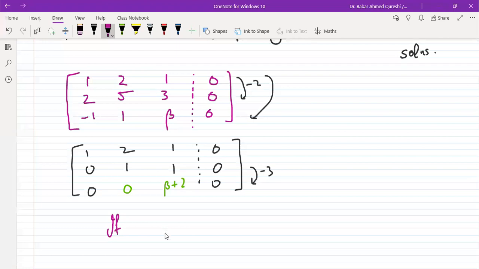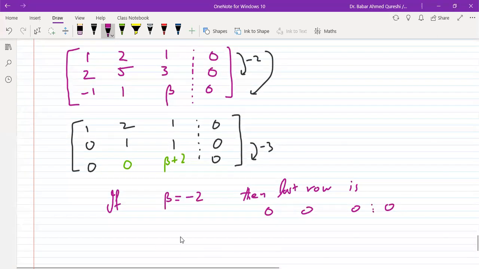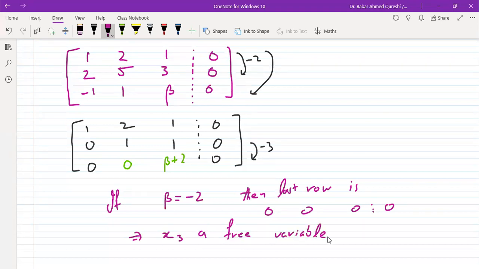So I have to have beta equal to -3, 2, then the last row is 0, 0, 0, 0. And that makes x3 a free variable. So for this value of beta, you have infinite number of solutions.